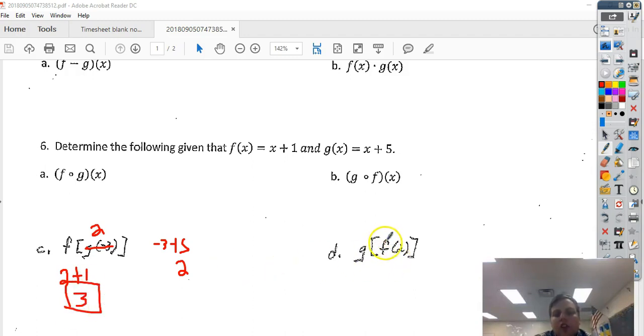Alright, let's find g of f of 2. Alright, so the first thing I want to do is figure out what f of 2 is. So I'm going to take this 2, plug in for x right there. So 2 plus 1, which is 3. So I now know that f of 2 is 3, so I want to find g of 3. And that would be this guy right here, so 3 plus 5, which is 8. And bam, that's all she wrote. Alright, moving on.